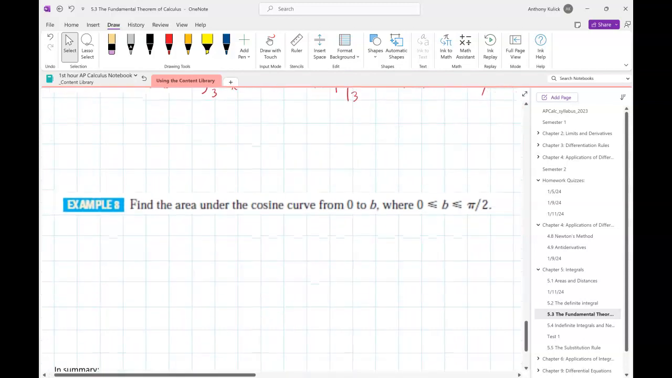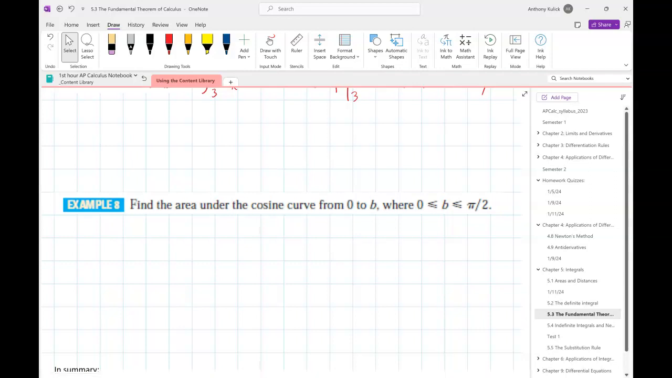So here it says find the area under the cosine curve from 0 to b, where b is between 0 and pi over 2. Now this is important because if I remember the graph of cosine, from 0 to pi over 2, it's always positive. So that's the part that I cared about. I just wanted to note that. If it wasn't positive, we'd have to do quite a bit more on this, but this makes life very easy.